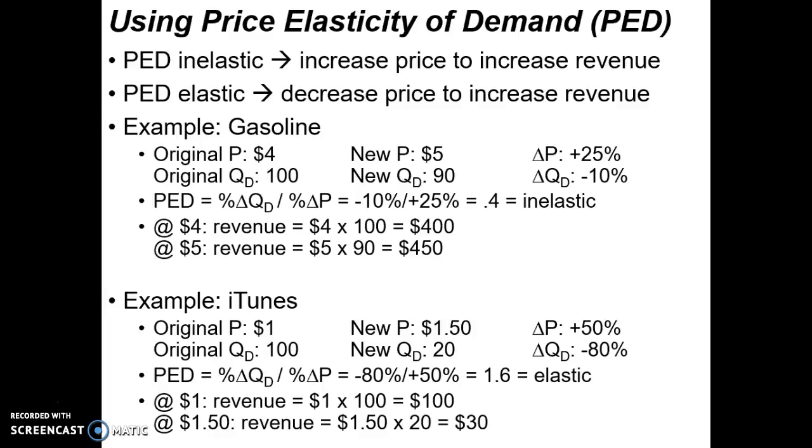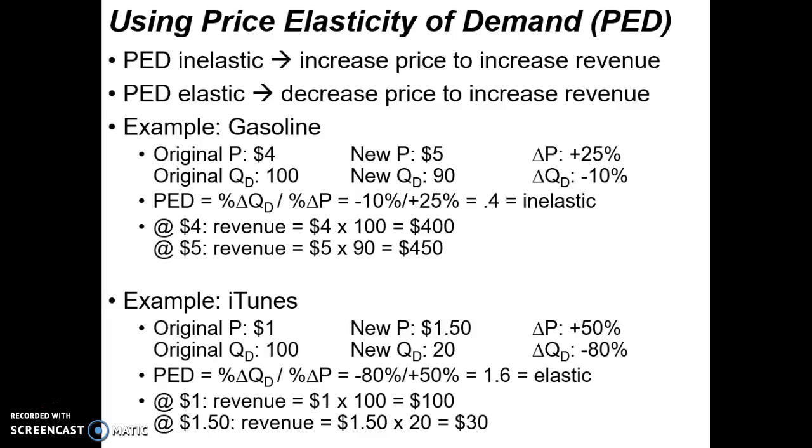Now let's look at music sold through iTunes. Let's say the average song costs $1 and iTunes is selling, in this one geographic location, 100 songs per week. Well, if iTunes raises their price to $1.50, they may find they only sell 20 songs in the same area over the same period of time. So in this case, price went up 50%, but quantity demanded dropped 80%. I plug in my values, 80 over 50, the value is 1.6, and that's an elastic product, greater than 1. And so for an elastic product, it's a bad idea to increase prices.